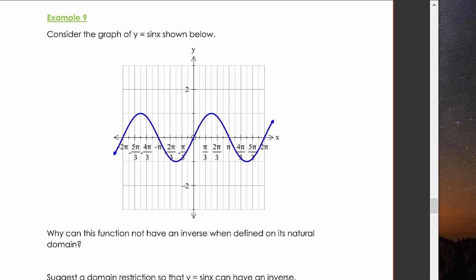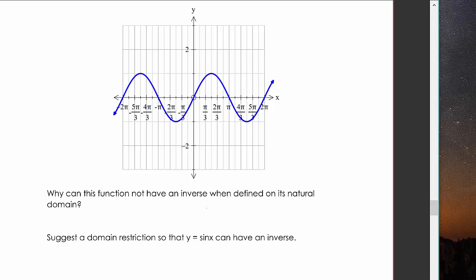Consider the graph of y equals sine x shown below. Why can this function not have an inverse when defined on its natural domain? There's that term natural domain again. Natural domain is the largest set of values that you can input into a function.